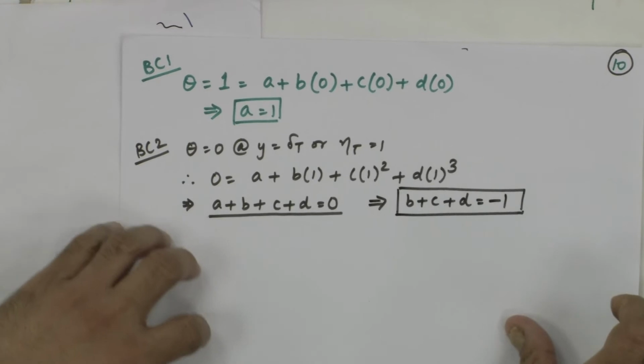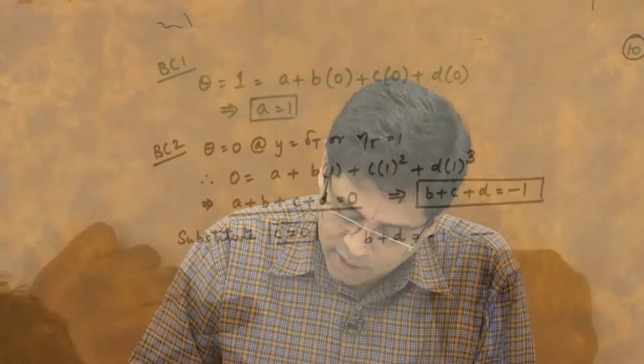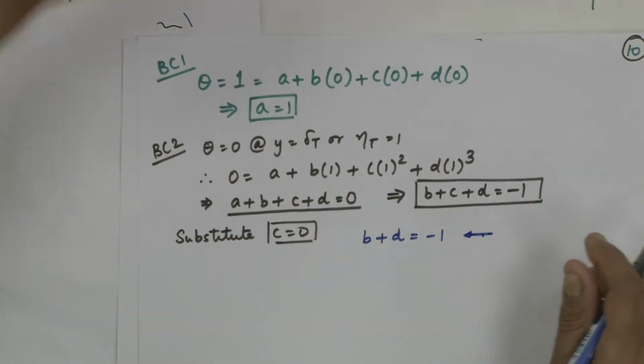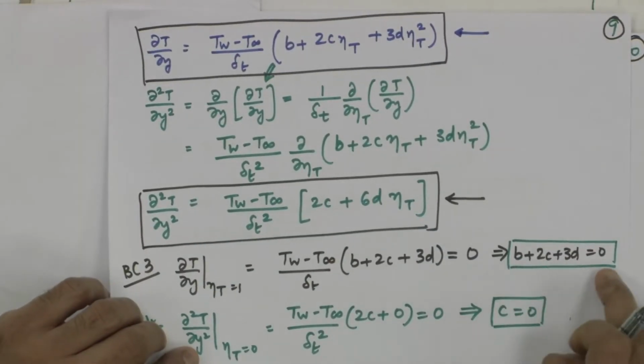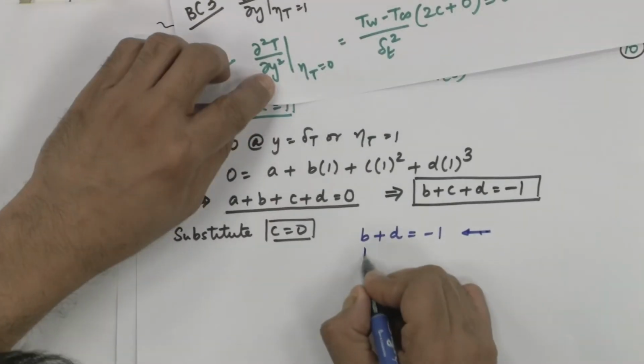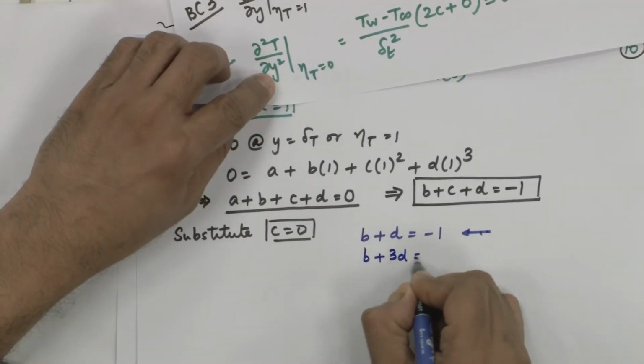Correct. So, I have two equations now which have b plus c plus d. Substitute c equal to 0 in both, and I get my two expressions, which are nothing but b plus d equal to minus 1, this is the first expression, and b plus 3d equal to 0.